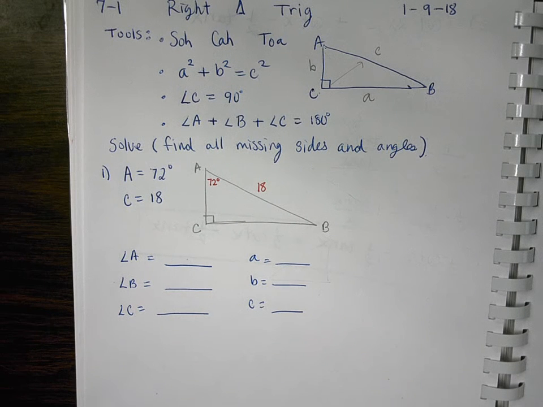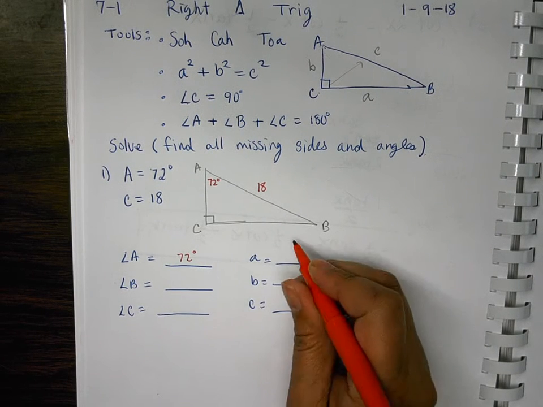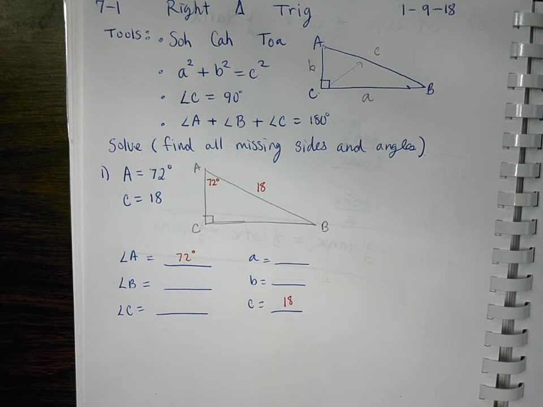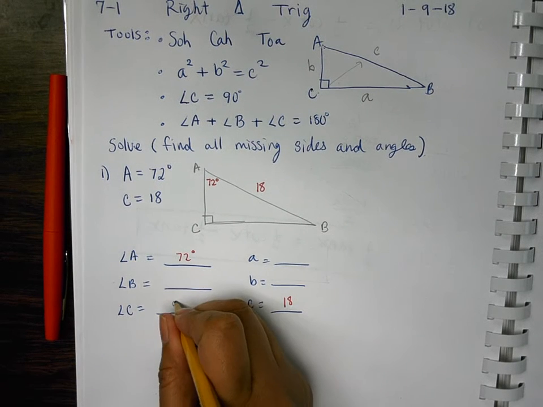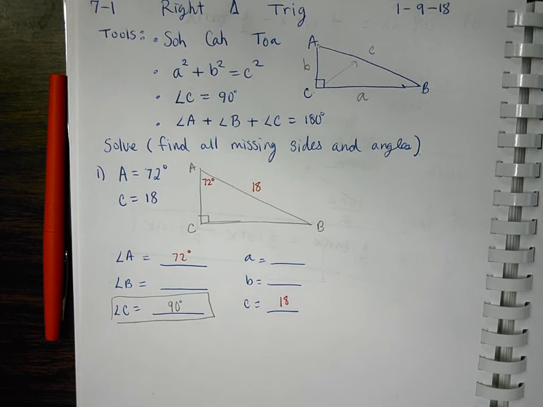I'm going to go ahead and label what was given to us here: 72 degrees, and C, C is 18. Angle C is 90. Good. Now they didn't give us angle C, but is that a should know? Yes, so that one's going to be the easiest to find every single time. Is it easy to find angle B? Yes. Can you tell me how?